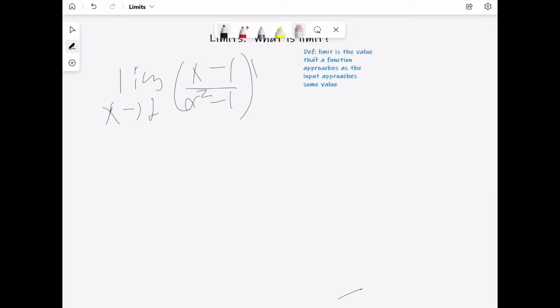So what is that saying actually? That's saying as x approaches the value 1 in the function x minus 1 over x squared minus 1, the function approaches the number 1 over 2. Okay? Great. So, factor it, factor it, factor it. That's very important.